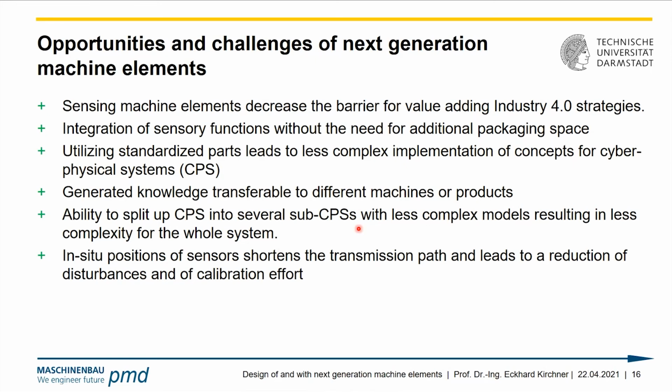The in situ position of the machine elements also shortens the transmission path from the quantity of interest to our sensor. If we have those machine elements, we can basically apply the sensor directly into the process. We will really measure at in situ positions.